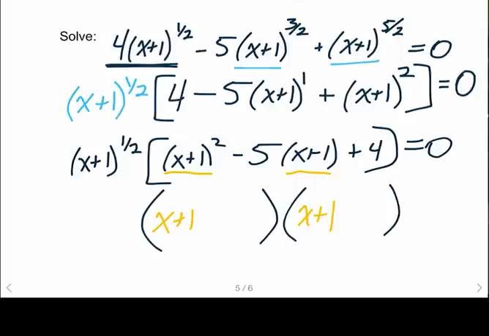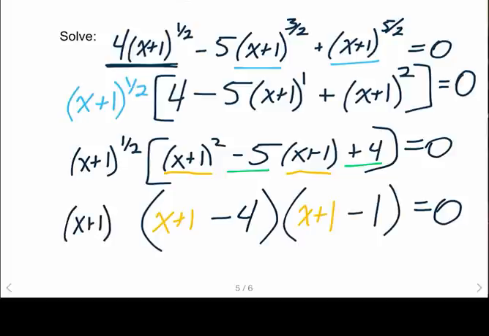And then I'm looking at the -5 as the second coefficient, and the 4 as the third coefficient, and recognizing that this is going to factor into x plus 1 minus 4 and x plus 1 minus 1 is equal to 0. Don't forget the x plus 1 to the 1/2, it comes along like a nagging baby brother. You just can't get rid of it.